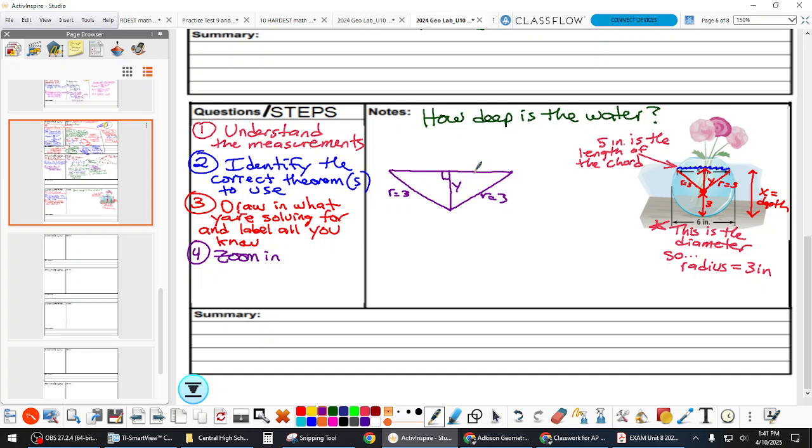So remember it said it bisected the chord, right? If it's perpendicular, it bisected the chord. So that means these are both 2.5. All right, at this point, do you see a way to solve for y? Raise your hand if you do. Nice, good job.